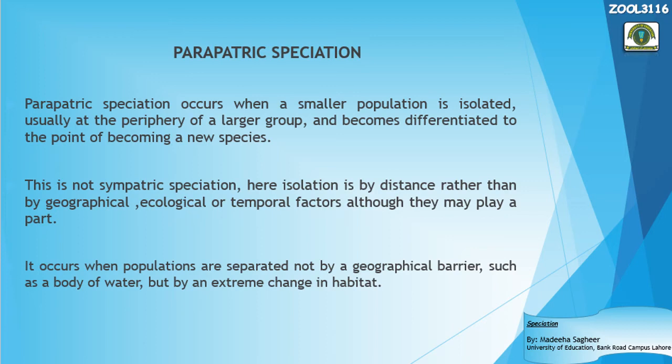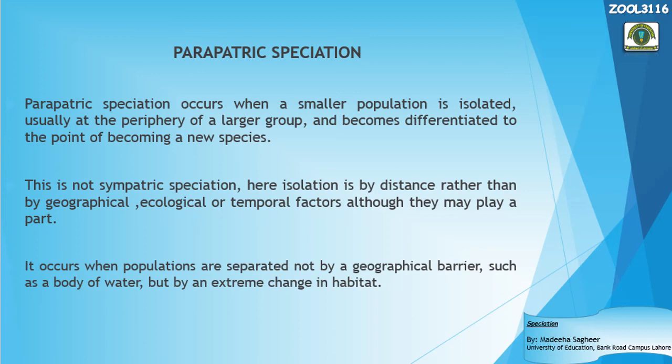They are not separated by geographical barriers, they are separated because of the distance. So this is usually at the periphery of the larger population. The group of individuals present at the boundary of the larger population gets separated and becomes differentiated to the point of becoming a new species. They have become so differentiated that they ultimately develop into a new species. This is parapatric speciation.